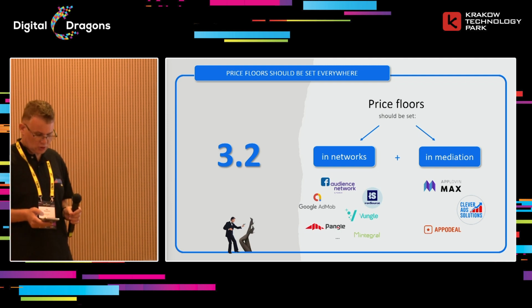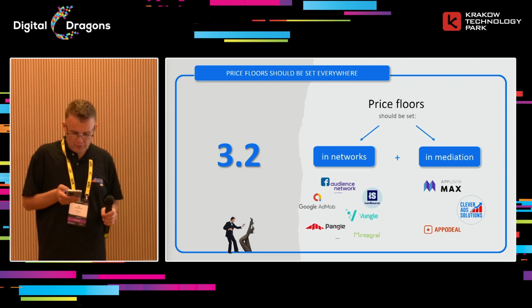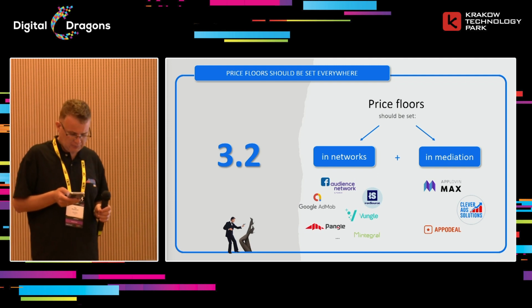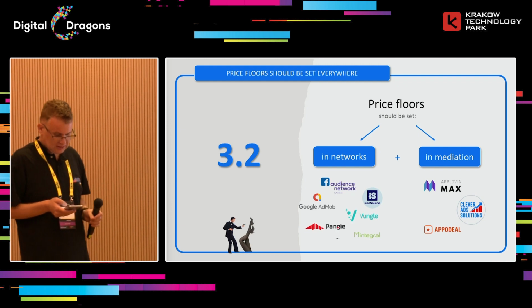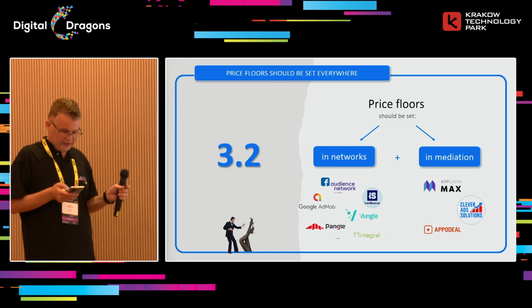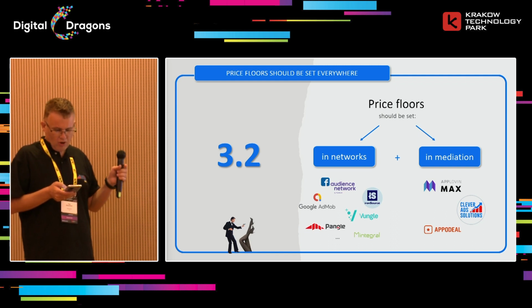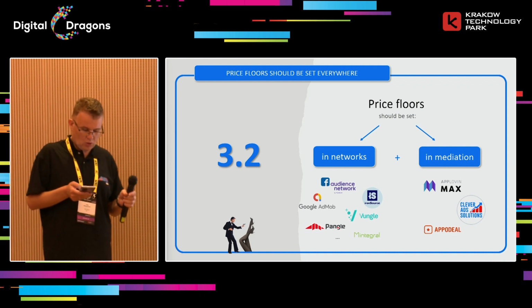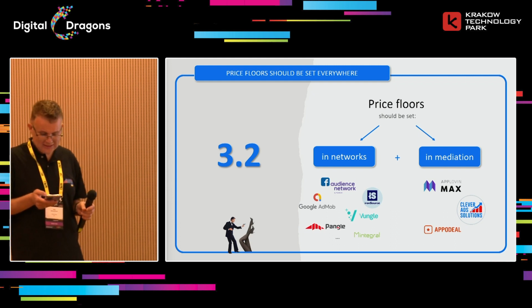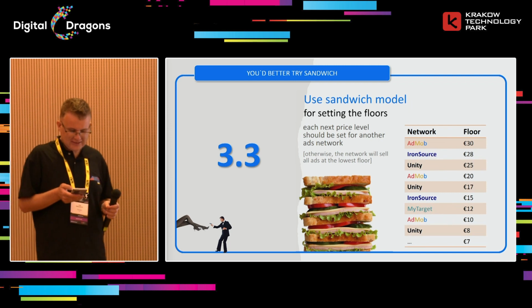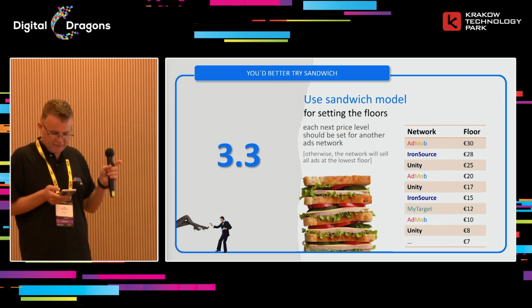The first one is to arrange price floors both in ad networks and in the ad mediation platform. The second rule is that you should set up the floor separately for each country, for each geo, and for each user cohort, paying or non-paying, limited ad tracking or normally tracked, and so on. And the third rule is that your floors must create some kind of sandwich. This means that every floor should be set for a different ad network.